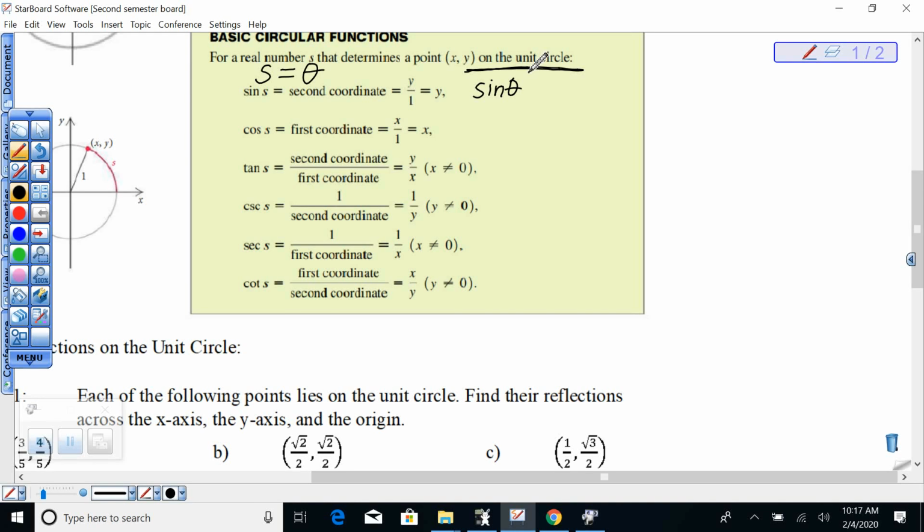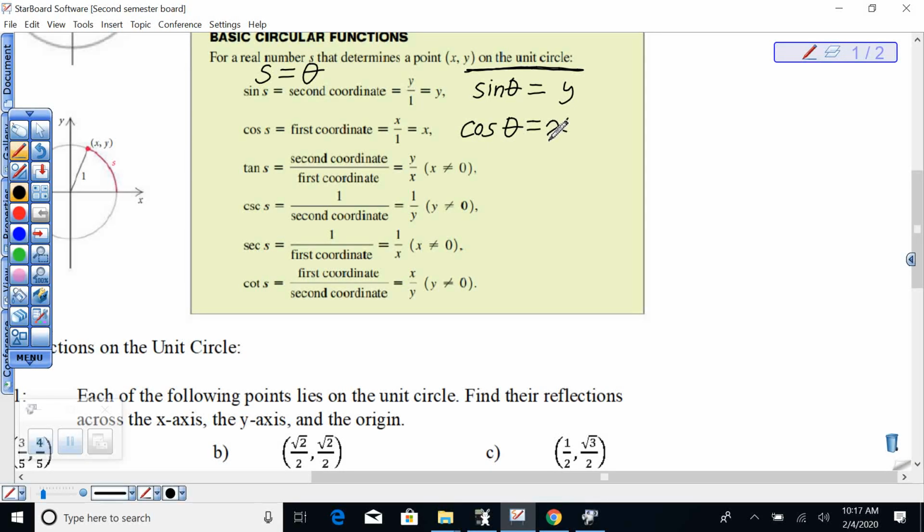So the sine of theta is equal to y. The sine of theta on your unit circle is equal to y in your x, y definitions. Sine of theta is equal to y. Cosine of S, it says, is the first coordinate, or x. We're going to say cosine of theta is your x coordinate.